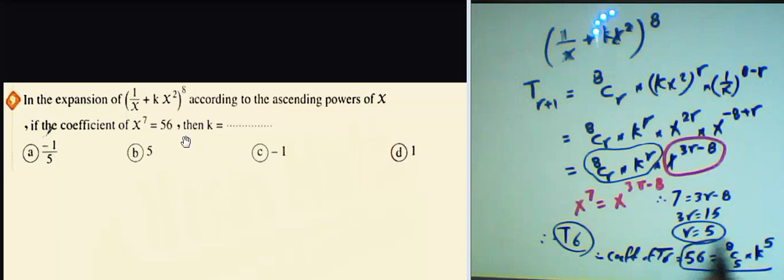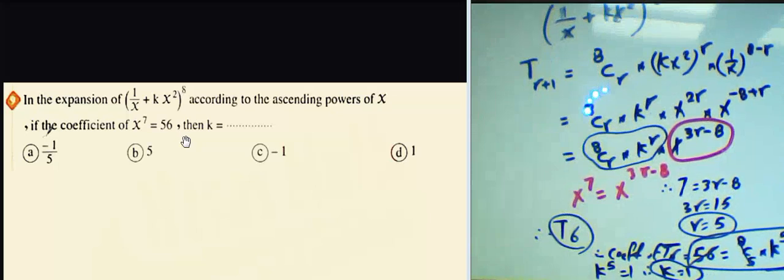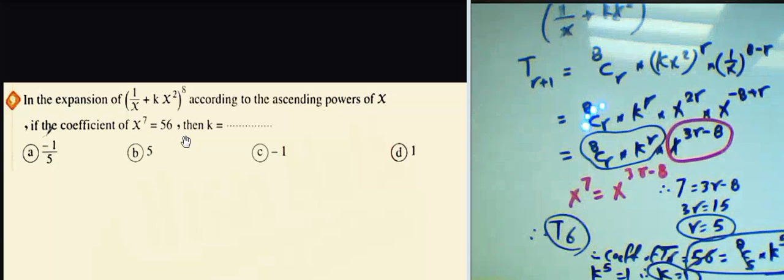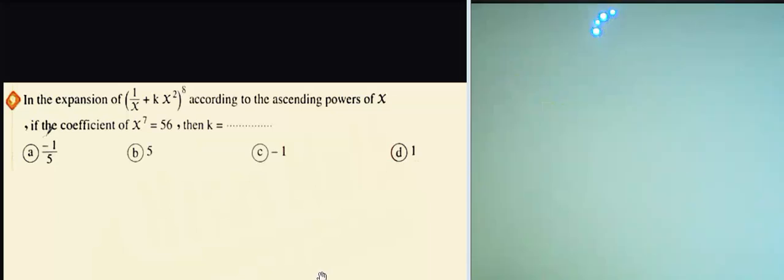Okay, we can solve this equation to find k. We know 8 combination 5 equals 56, so we can cancel it by dividing by it. It will be k power 5 equals 1, then k will be equal to 1. Understood? Because 8 combination 5 equals 56, 56 divided by 56 equals 1, then k power 5 equals 1, so k will be equal to 1. Choose letter D. Question 9 in the expansion 1 over x plus k power 2. Okay, the result will be 1.